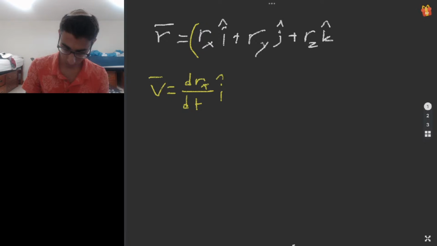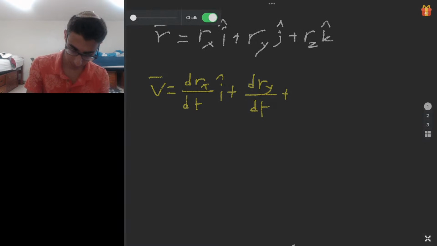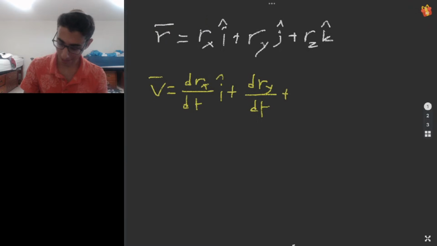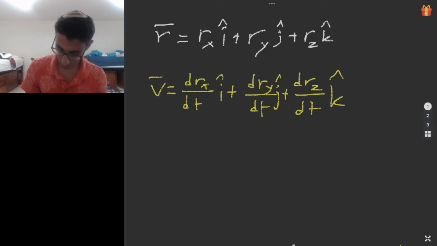We don't actually know. Okay, so it would be that plus, again, you should be able to understand where this is going, the derivative of r sub y with respect to dt, plus the derivative of r sub z over dt times k hat. Oh, and I forgot the j hat. J hat's important. Okay, so that would be velocity, right? It's the derivative of position. Just the word derivative is a hard word to say.